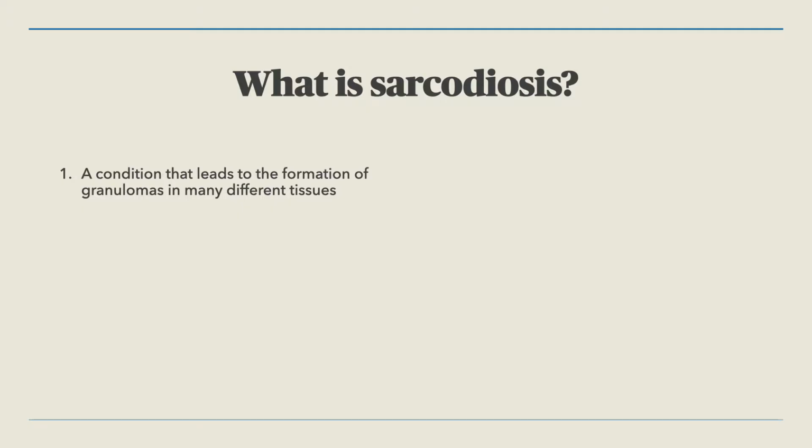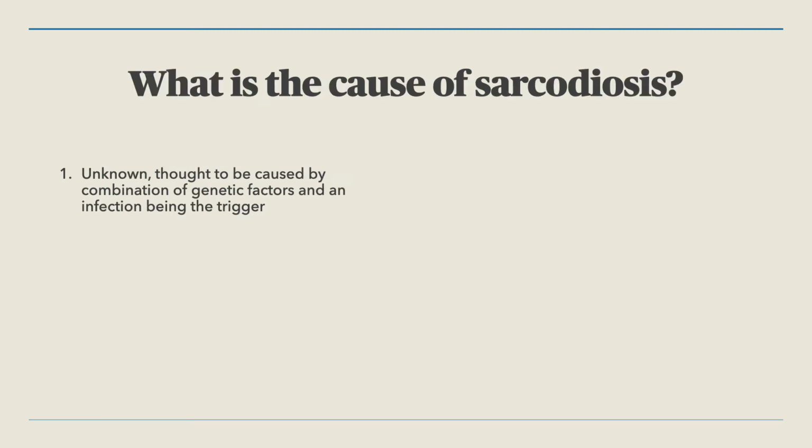Okay, so sarcoidosis, what is it? It is a disease where patients have formation of granulomas throughout the body in different tissues. One of these tissues is the lung, hence why we're talking about this topic today. The cause of sarcoidosis is not completely known. It is thought to be a combination of a genetic factor and some sort of environmental trigger that leads to the formation of these granulomas throughout the body.